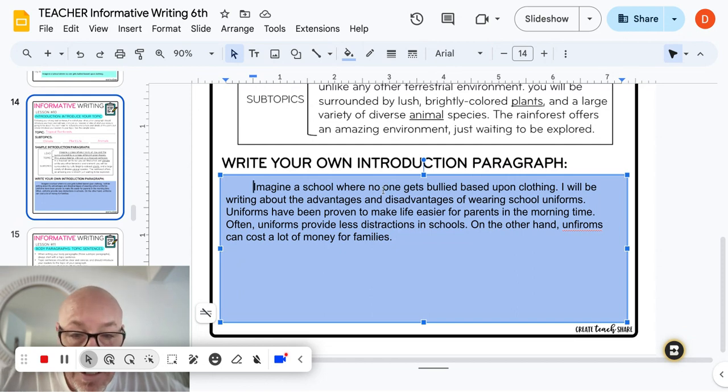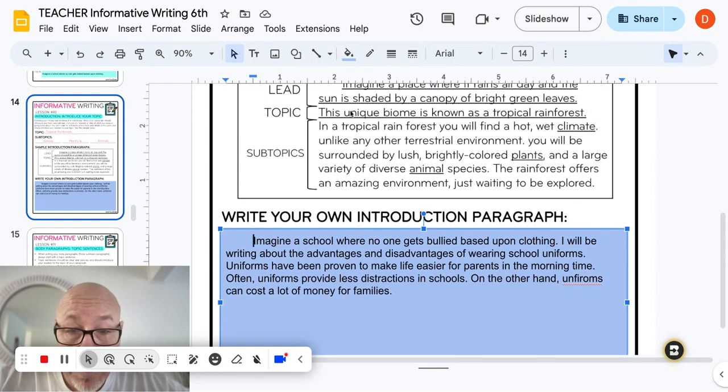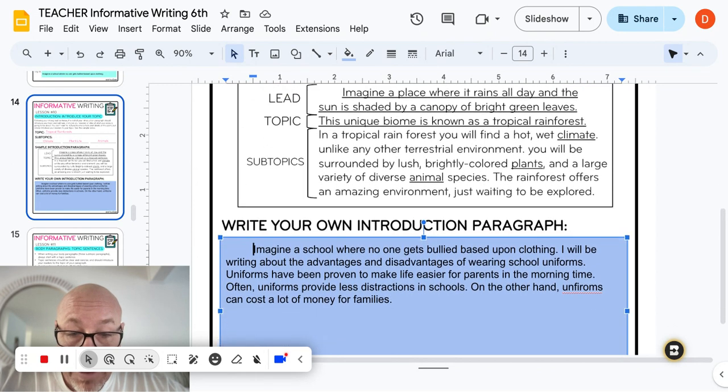Imagine a school where no one gets bullied based upon their clothing. That's a good sentence. I'll be writing about the advantages and disadvantages of wearing school uniforms. That is my topic right there. I have my lead, I have my topic, and now I'm going to talk about my 3 subtopics. Subtopic number 1, even though I'm not saying that, uniforms have been proven to make life easier for parents in the morning. Cool. Second subtopic, often, nice transitional word there, uniforms provide less distractions in school.